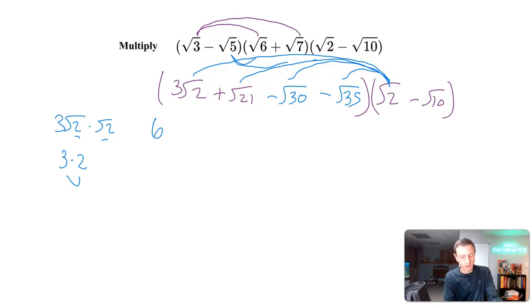And then I have the square root of 2 times the square root of 21. 2 times 21 is 42. So square root of 42, can we clean anything up there? No, because 21 is 7 times 3. So this is 2 times 7 times 3. 2 is prime, 7 is prime, 3 is prime. I don't have anything that's the same, like a 3 and a 3 or 2 and a 2. So that's going to stay as the positive square root of 42.